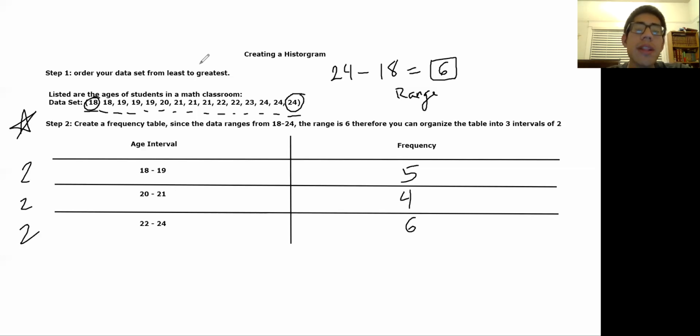So that's step 1 and step 2 of what I want you to do. You are going to have to do this for the homework and practice this week. You're going to have to order your data set from least to greatest because they're not always going to be in order for you. Then you're going to want to create a simple T-chart like this, with intervals on the left side and frequencies on the right side.